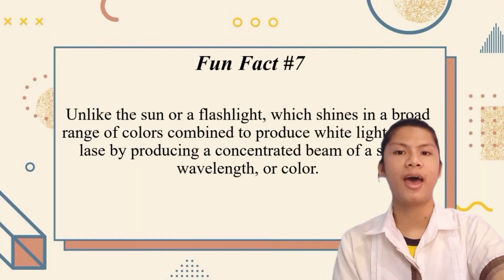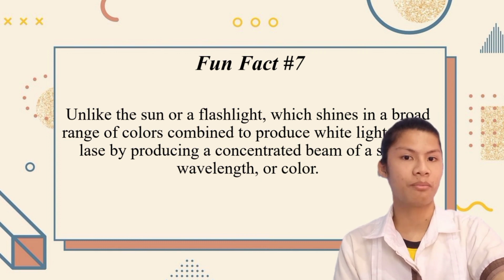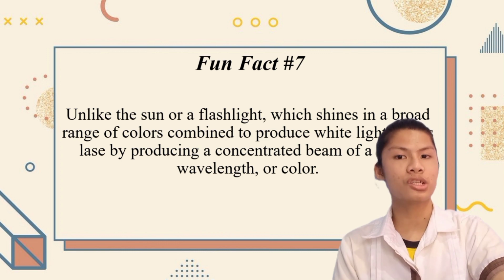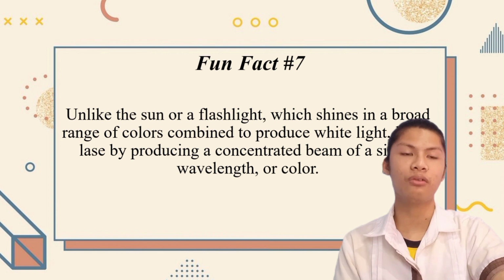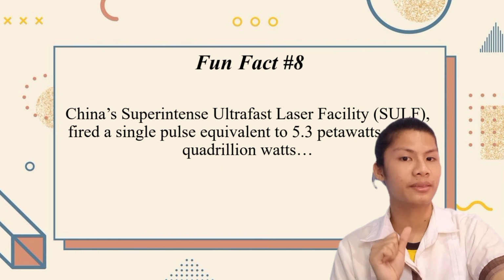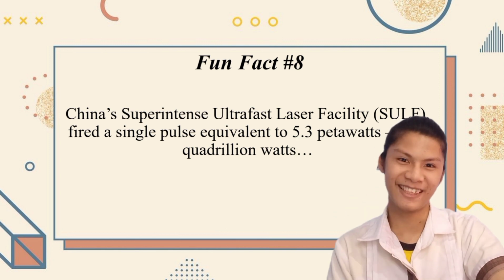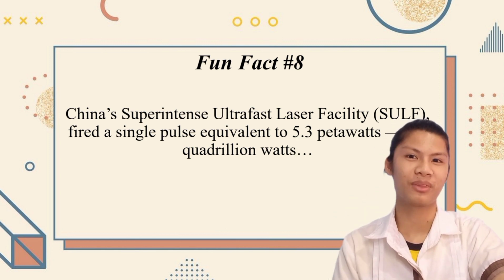Number 7, unlike the sun or a flashlight, which shines a broad range of colors combined to produce white light, lasers work by producing a concentrated beam of a single wavelength or color. Number 8, China's Super Intense Ultra-Fast Laser Facility, or SULF, fired a single laser pulse equivalent to 5.3 petawatts, or 5.3 quadrillion watts. That's all for our top 10 fun facts.